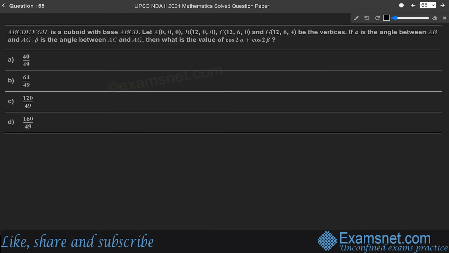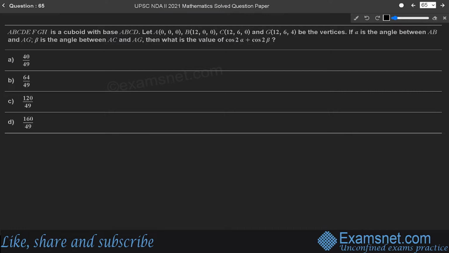Next question: ABCDEFGH is a cuboid with base ABCD. Let A(0, 0, 0), B(12, 0, 0), C(12, 6, 0) and G(12, 6, 4) be the vertices. If alpha is the angle between AB and AG and beta is the angle between AC and AG, then what is the value of cos 2 alpha plus cos 2 beta?